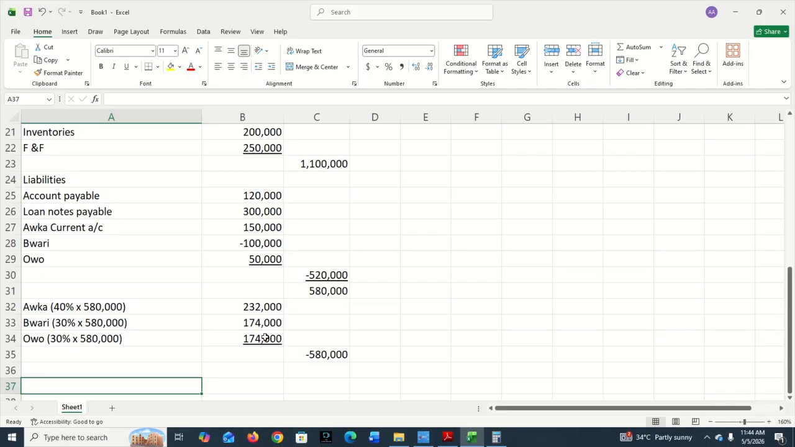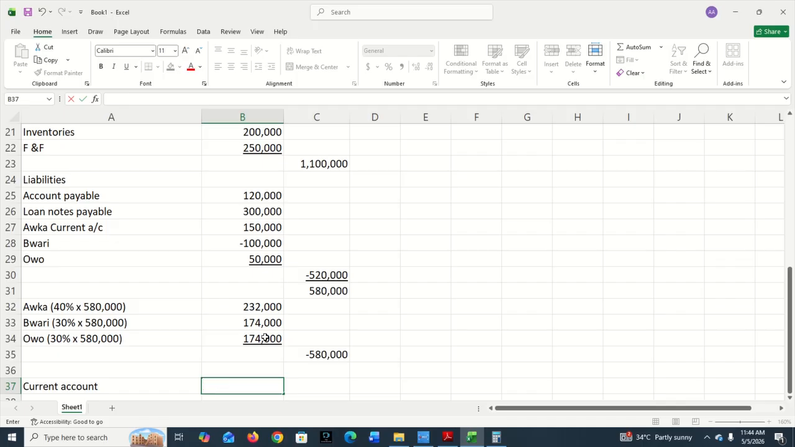Lastly, we should calculate the partners' current and capital accounts. Let's start from the current account. Then we prepare their capital account and current account. We have 3 partners, so we have 3 columns this time. We have Oka, Buhari, and Owo. Then let's have a space for total.